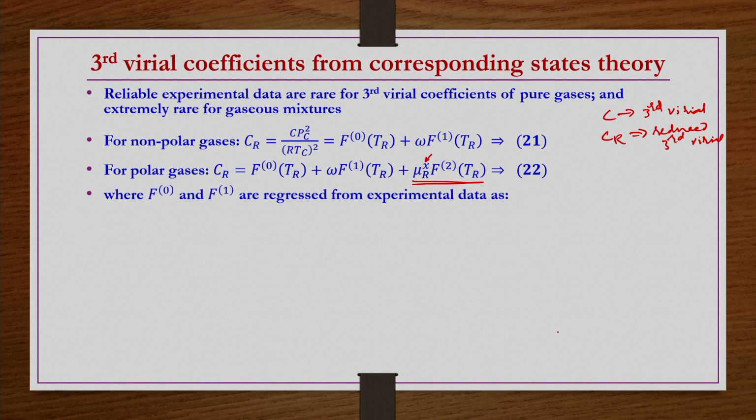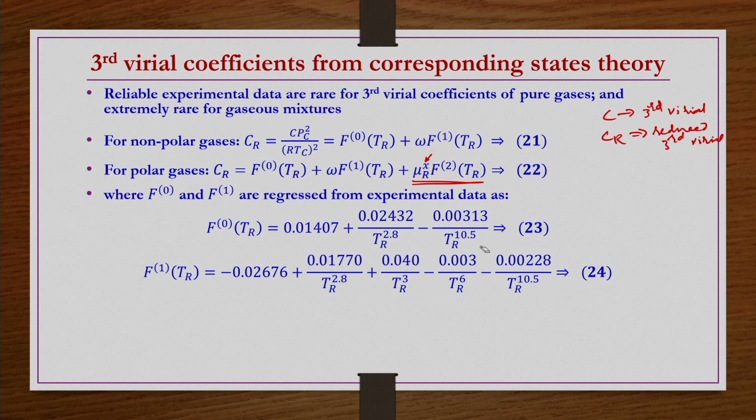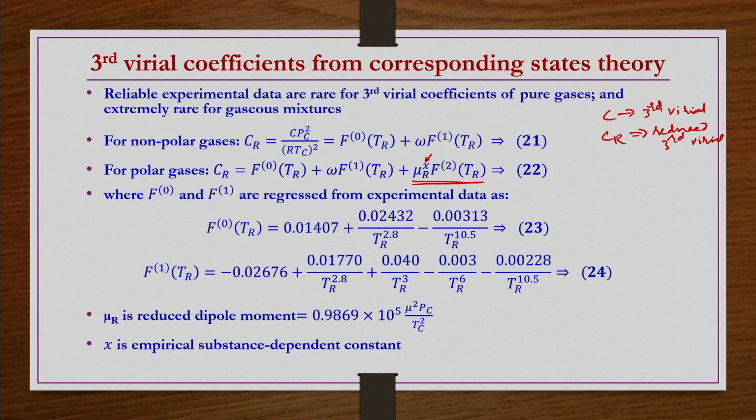Here F naught and F1 have been obtained from the experimental data by regression analysis. F naught is given by this correlation, which is a function of Tr. Similarly, F1 is also given by equation number 24, and mu r is the reduced dipole moment, same as we have seen previously, that is 0.9869 into 10 power 5 mu square Pc by Tc square. Then x is an empirical substance dependent constant. So, we cannot have one constant value; this information is available in the literature.